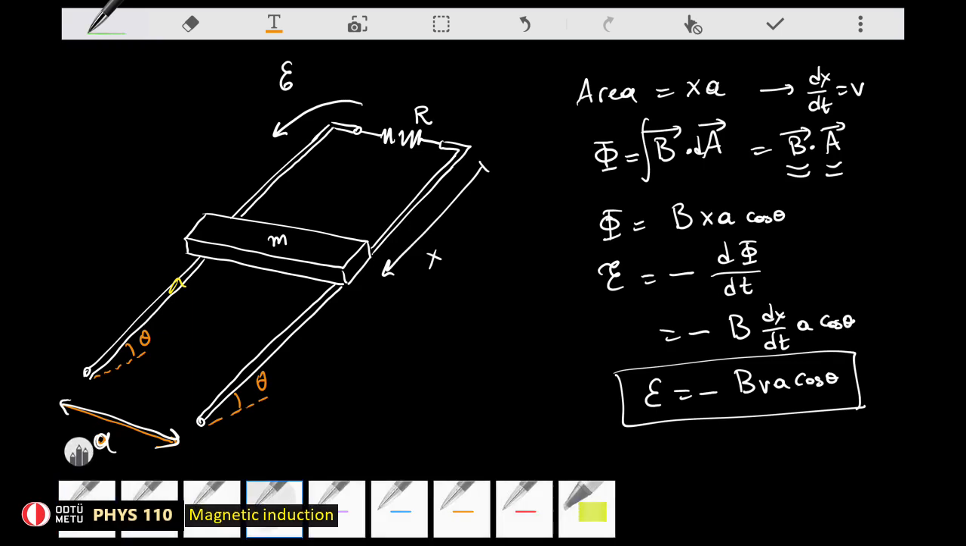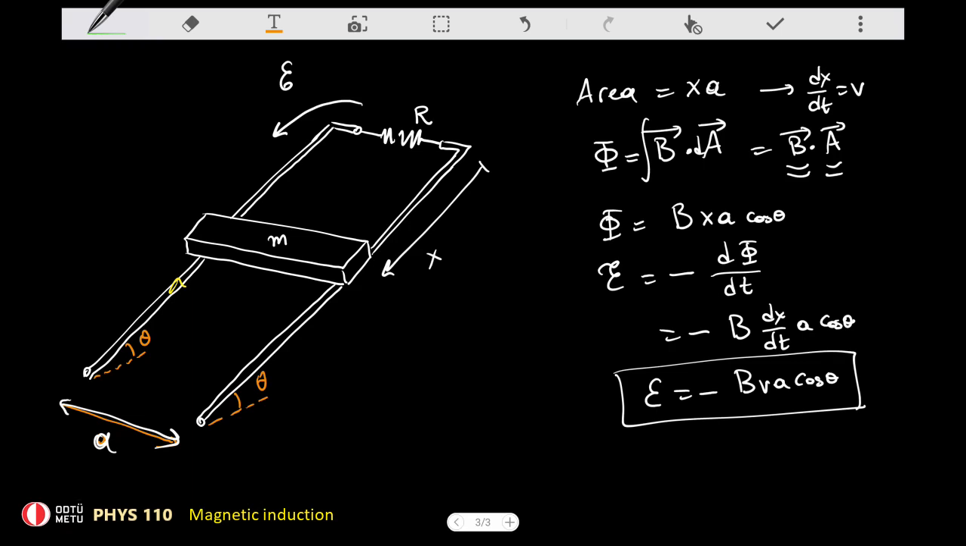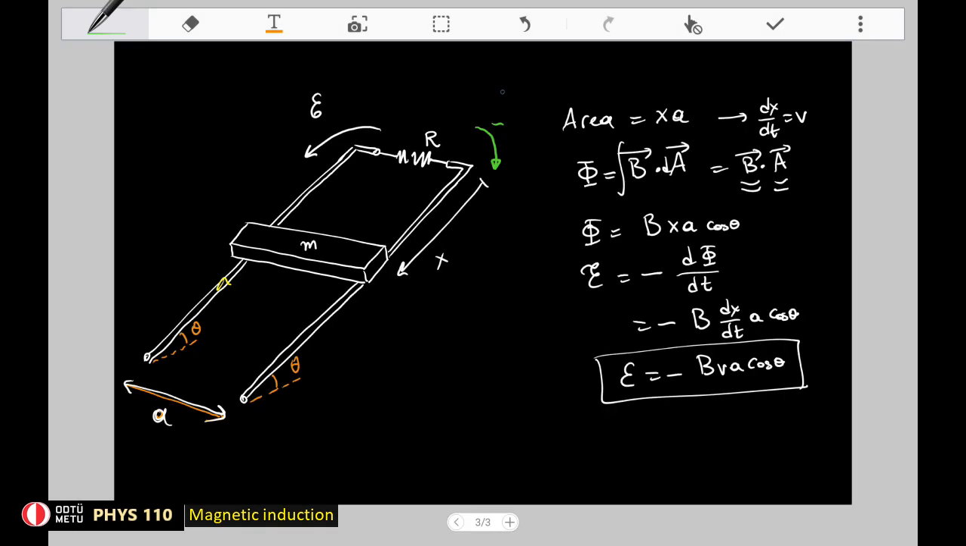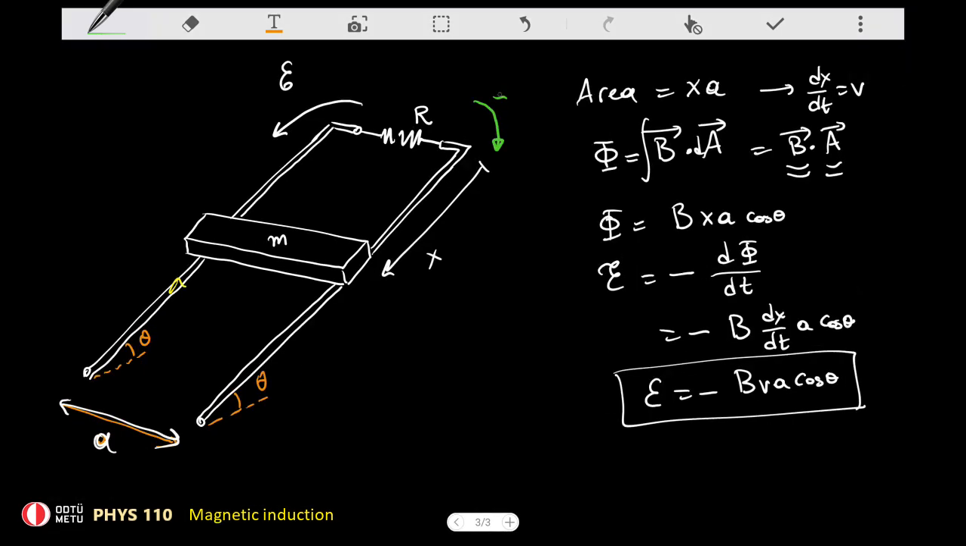If you're not comfortable with a negative value of EMF, you can choose the direction in the opposite way. And so as a result, the EMF along that opposite direction, let me call this epsilon prime, would be plus BVA cosine theta. Let's use it like that.